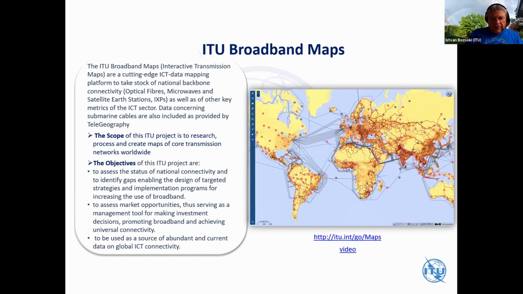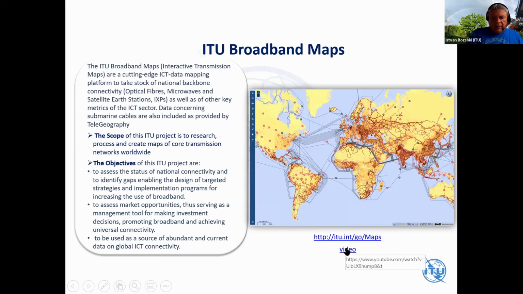Just one example, we have the Fiji project, the financial inclusion project. And for Mexico, we worked together with the experts, we provided the map information, and then they could combine it, for example, for the ATMs for mobile payments, to be used as a source of abundant and current data on global ICT connectivity. Here, what I'm recommending, you can check this map.